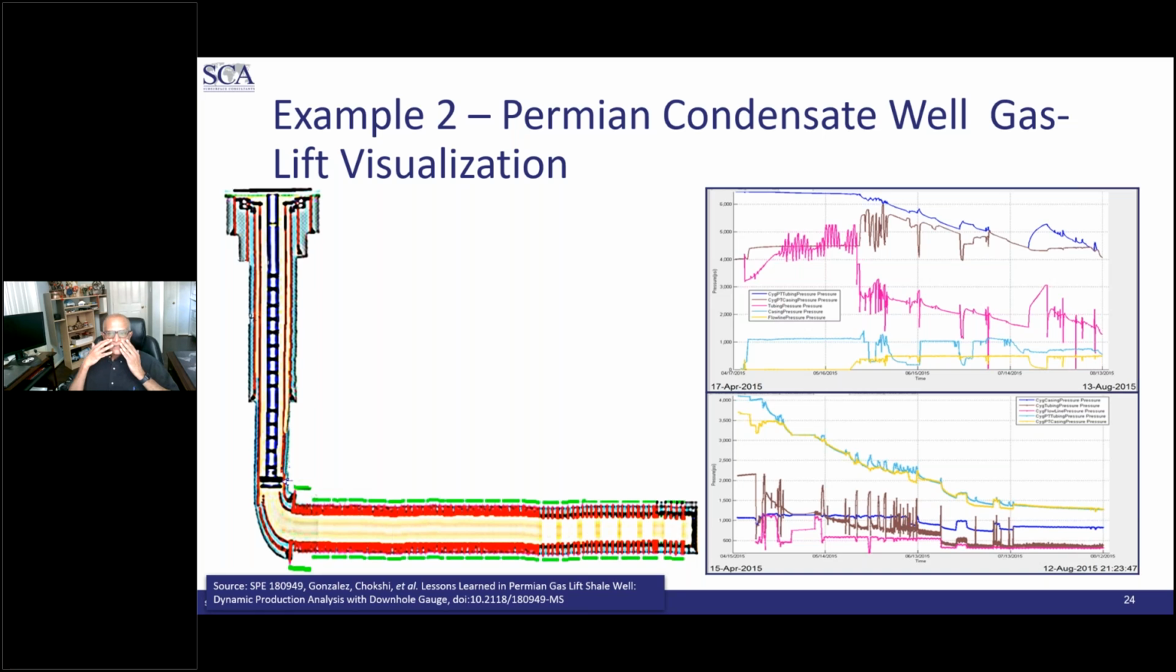Now let me share with you an example with one paper that I co-authored with Luis Gonzalez several years ago, I think around the 2015-16 timeframe. We were looking at a data set from Permian condensate wells, gas lift visualization. And here are some Signet screens. You can see this 2015 data set.